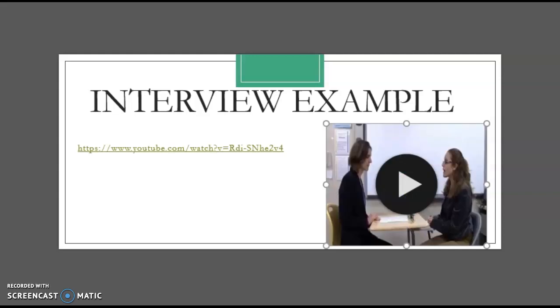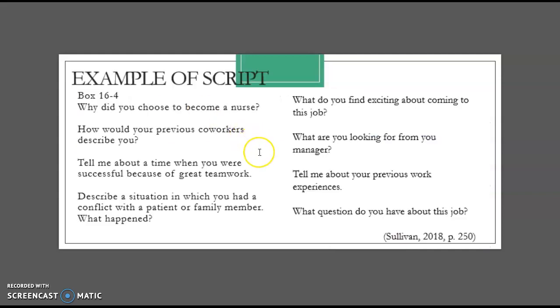All right. And lastly here, I know I talked a lot about having a written script. So this is some examples from our text, box 16.4. Just some questions on what to ask here. You can say, how were you with your previous coworkers? How would they describe you? Tell me about some of your previous work experiences. What questions do you have about this job?